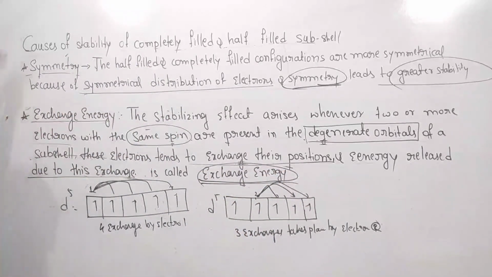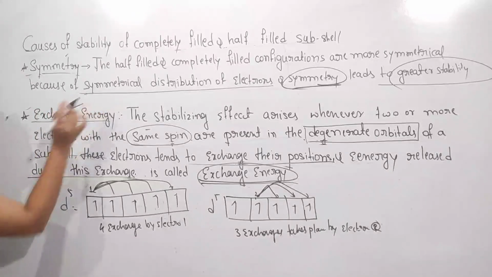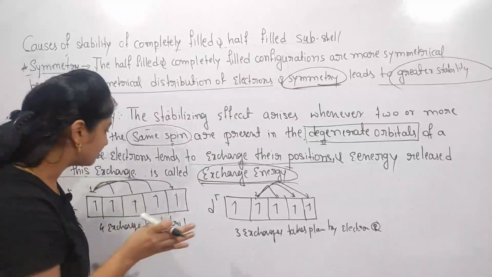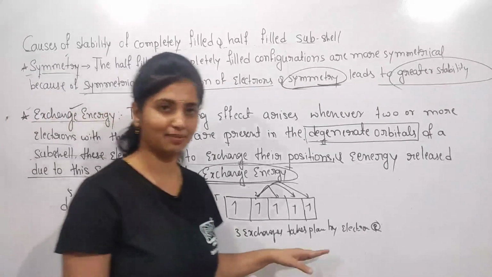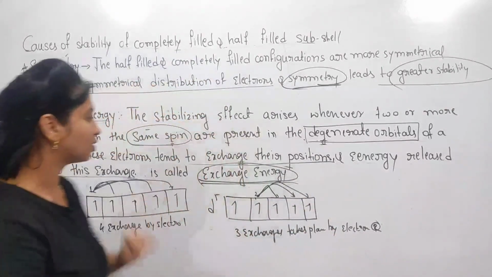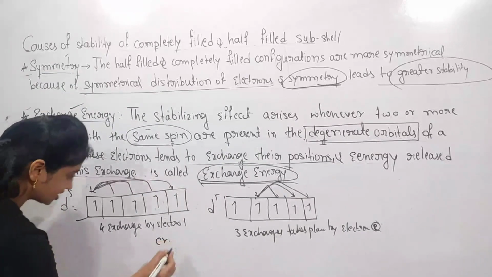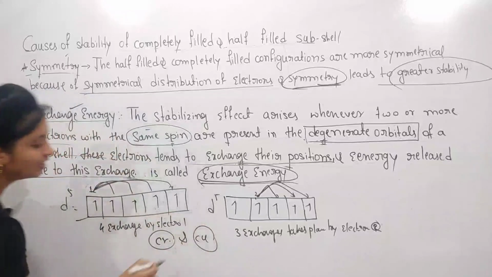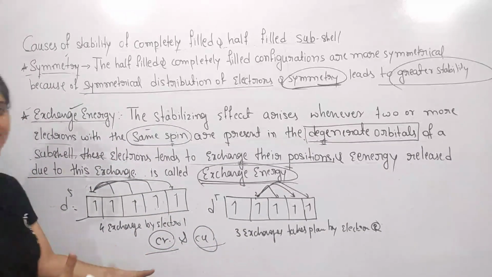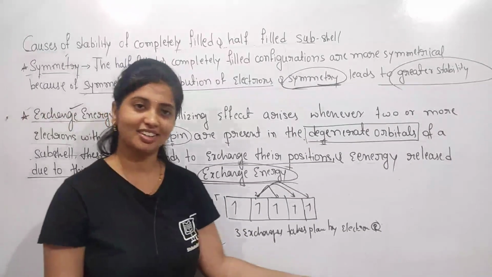So these are the two factors that cause stability here. This exchange energy is maximum in half filled d orbitals or full filled d orbitals. So in chromium and copper, that kind of exception takes place in their electronic configuration.